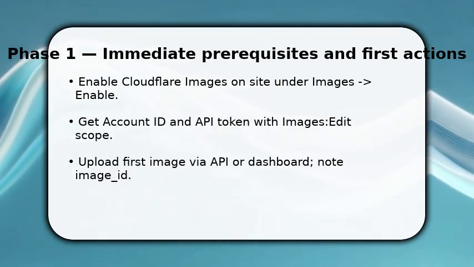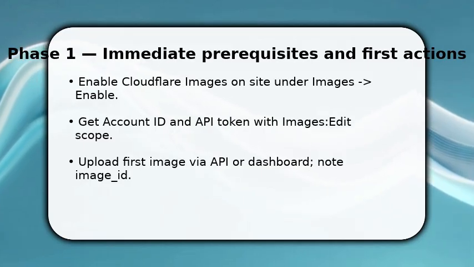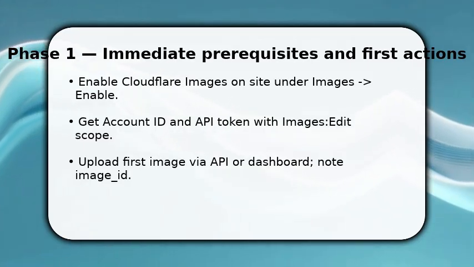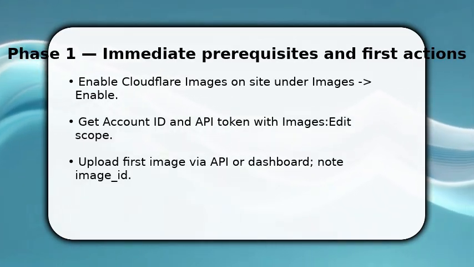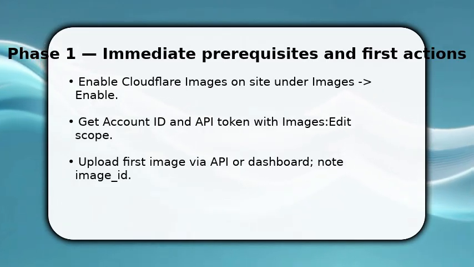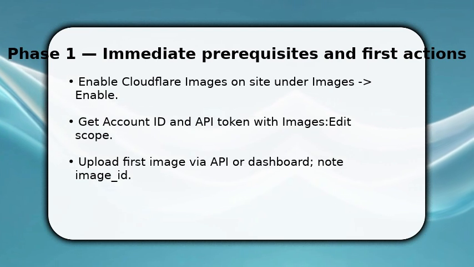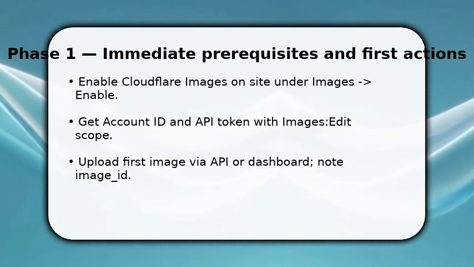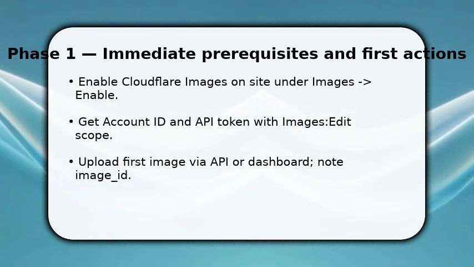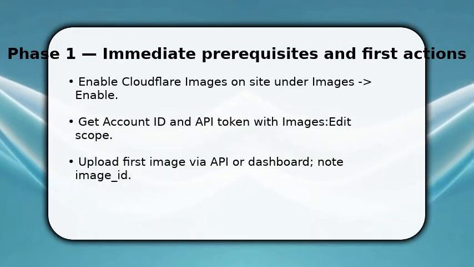Next, upload a test image using the dashboard for convenience, or post to the images/v1 endpoint if you prefer automation. Once uploaded, record the image ID and variant defaults. They let you reference and transform images later. Make sure to set reasonable names and tags so you can find assets quickly, because organization saves time during scaling.